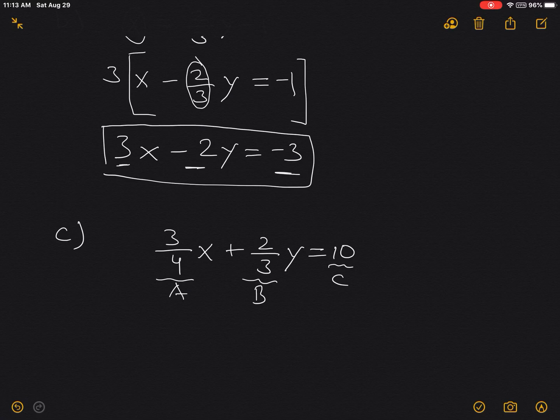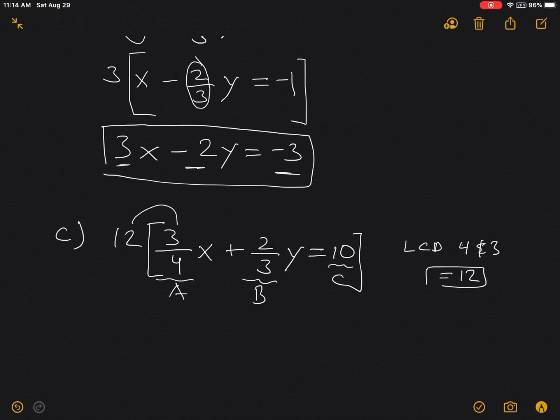So again, to get rid of these fractions, the least common denominator of 4 and 3 is just 12. Okay, so multiply the whole equation by 12, and you'll get rid of your fractions. Let's practice distributing. 12 times 3/4. 4 goes into 12 3 times, right? So this is a 1, this is a 3. You're going to get 9x.